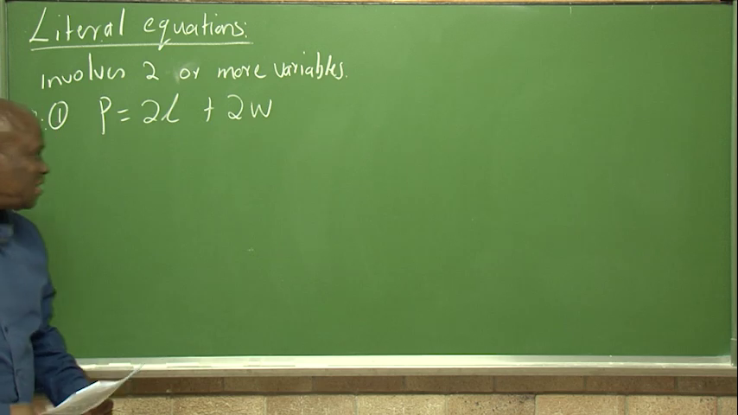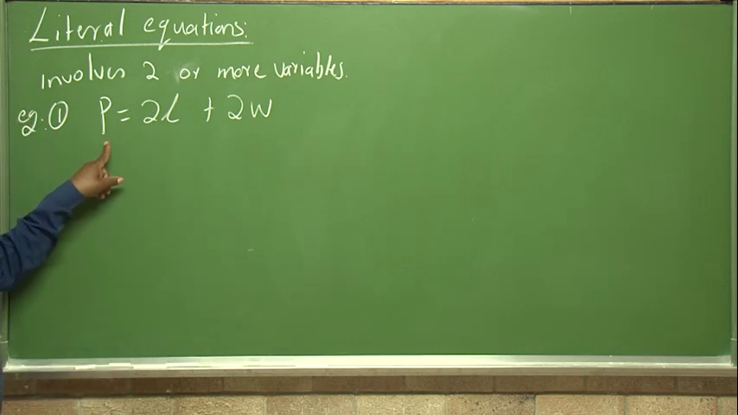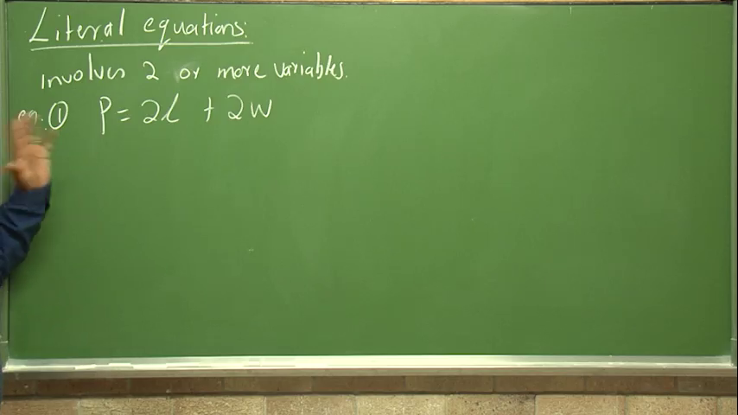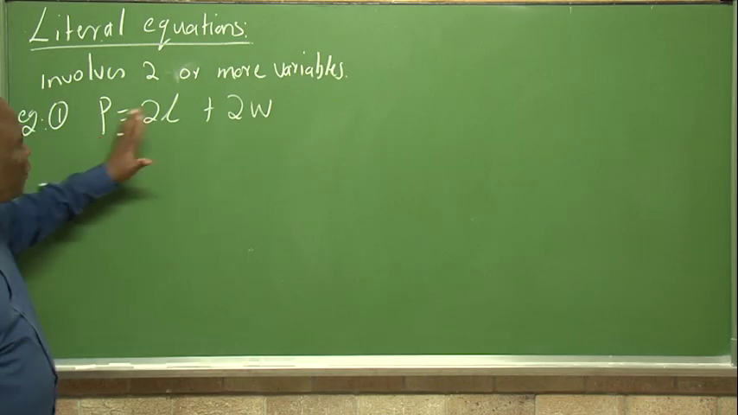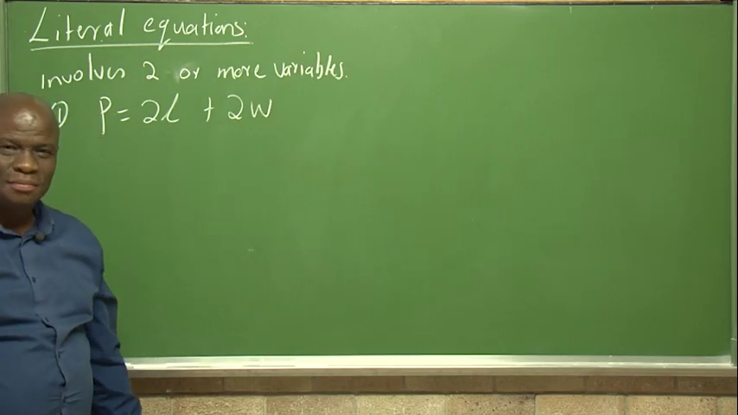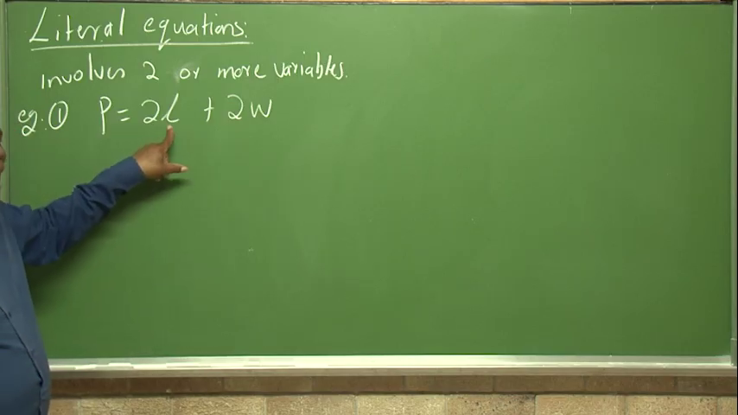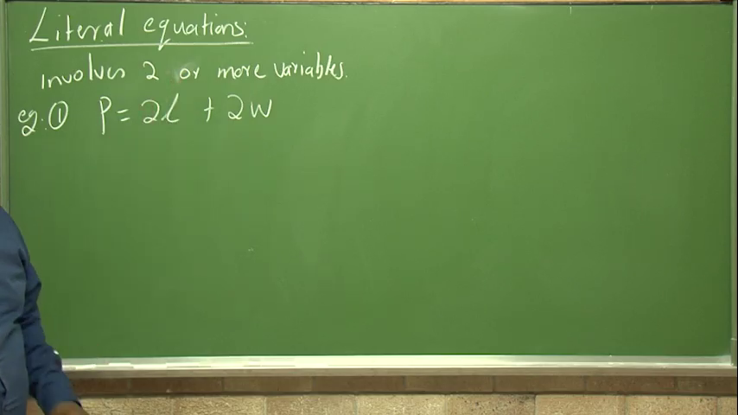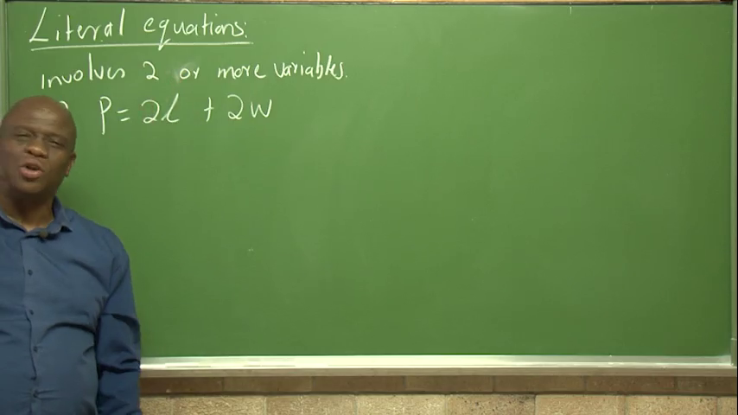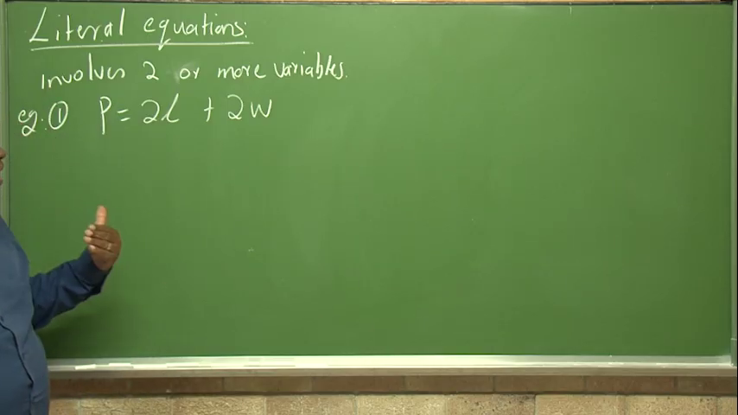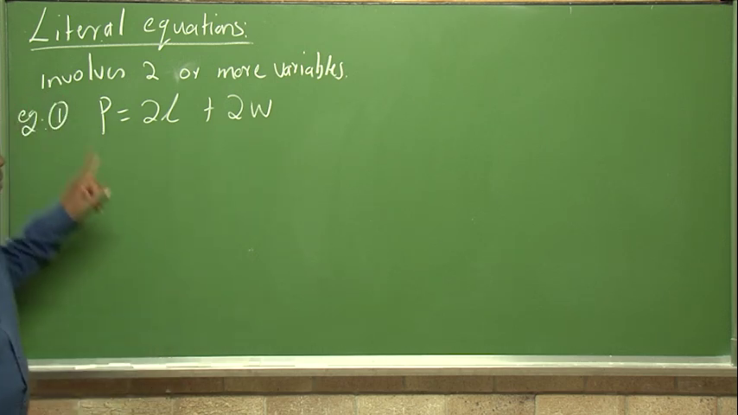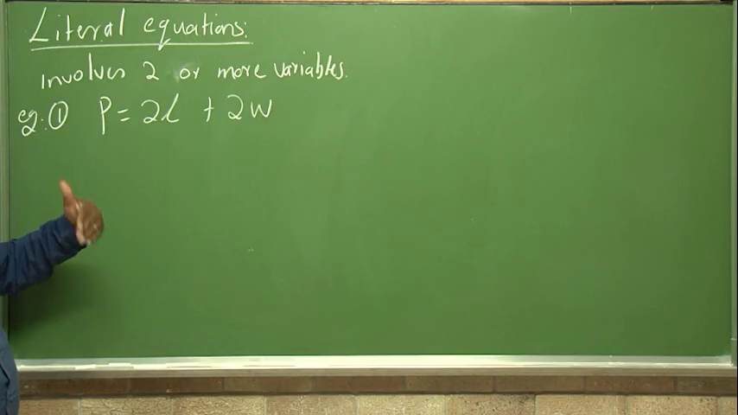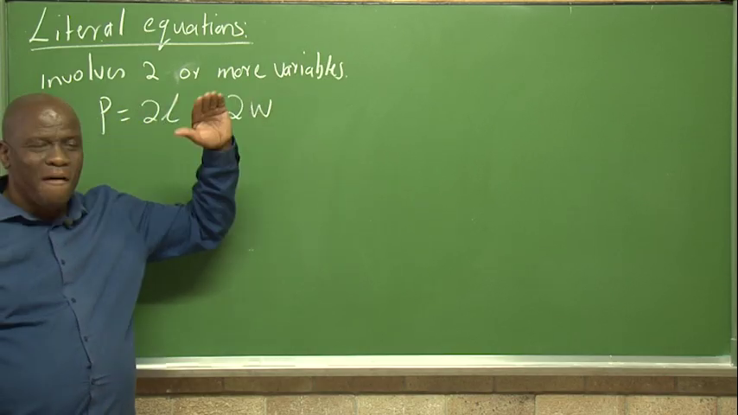If I were to interpret this, I would say P is the subject of the formula, because on the left-hand side we only have P. All these other terms are on the right-hand side. If the question says, make L the subject of the formula, it means you'll only have L on one side. All these other terms must be transposed to the other side. That is what we mean by literal equation, where you make one variable the subject of the formula. Remember, literal equations are equations that involve two or more variables.